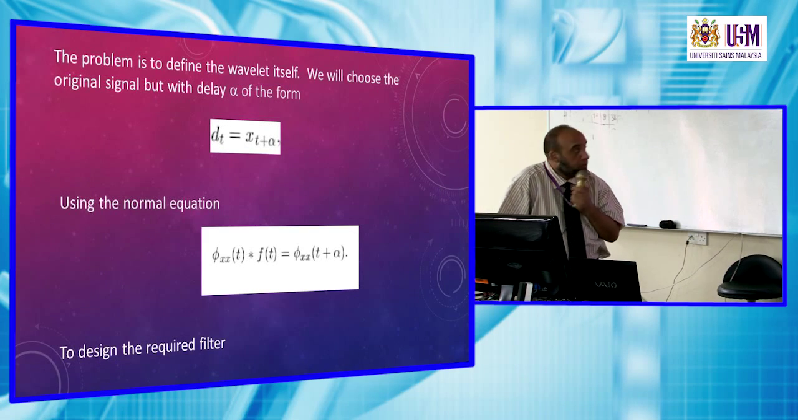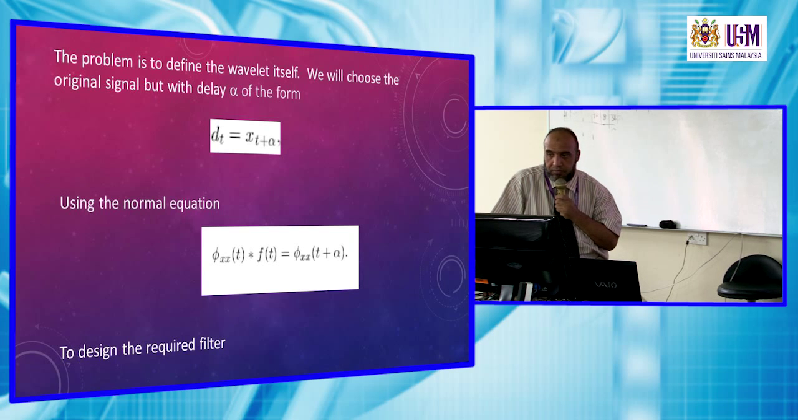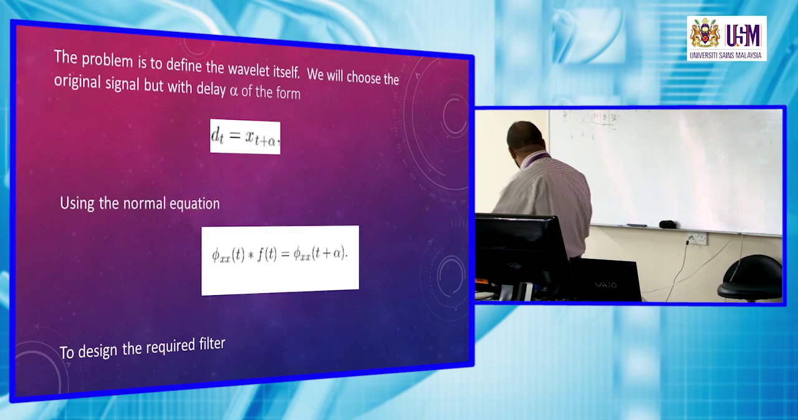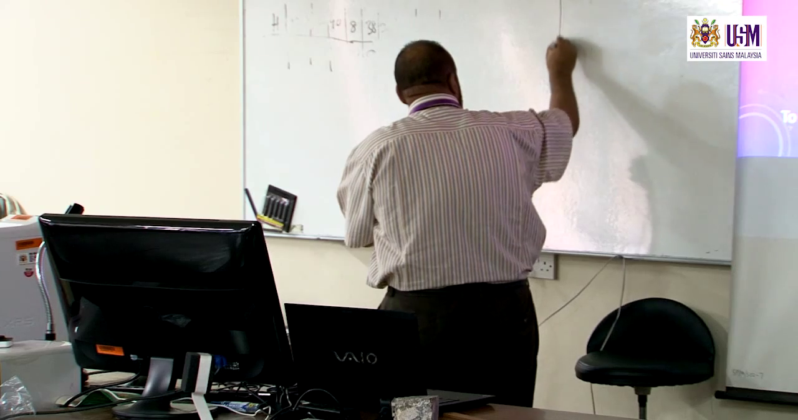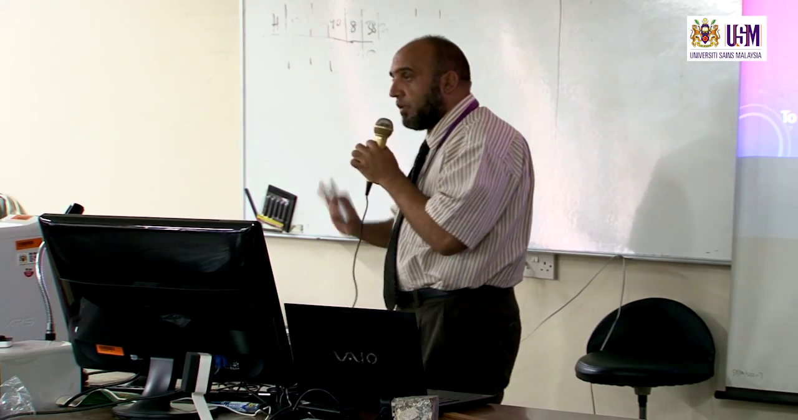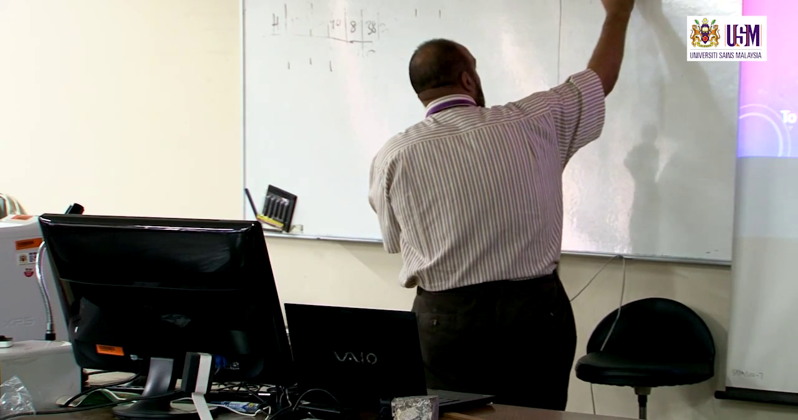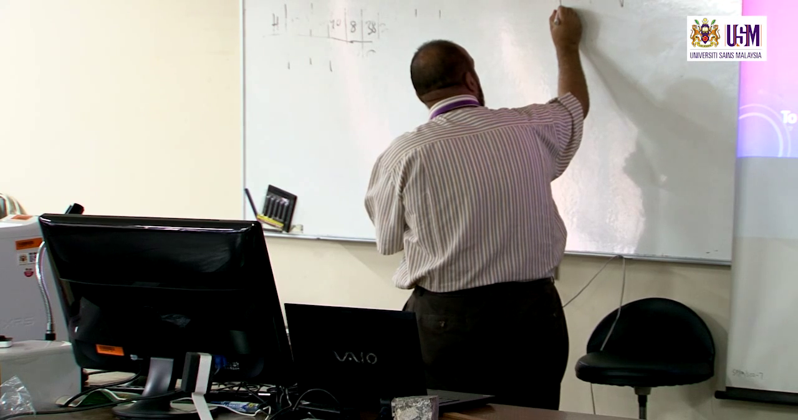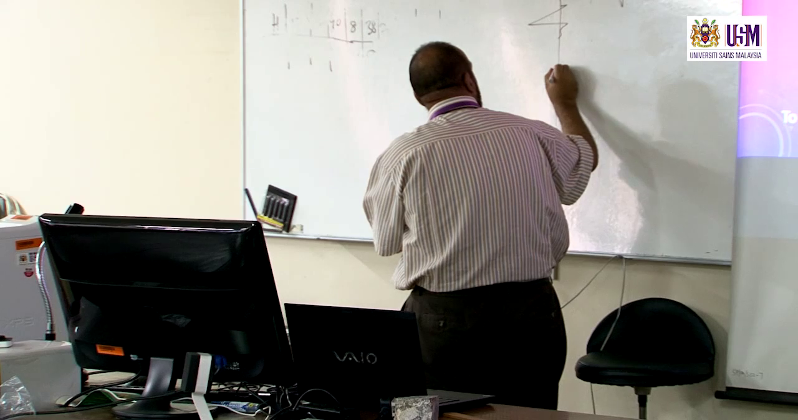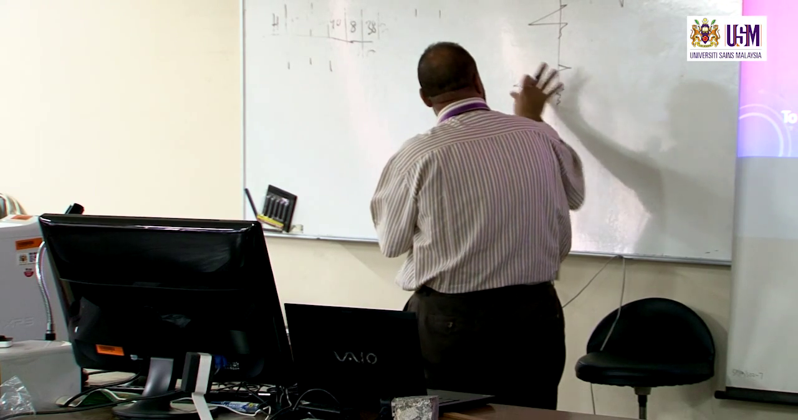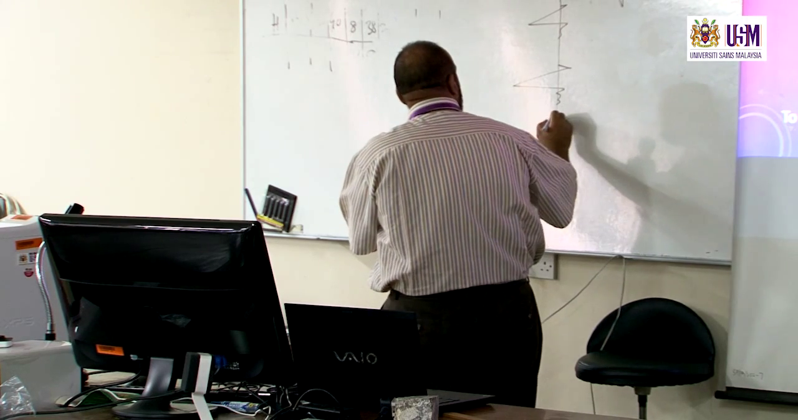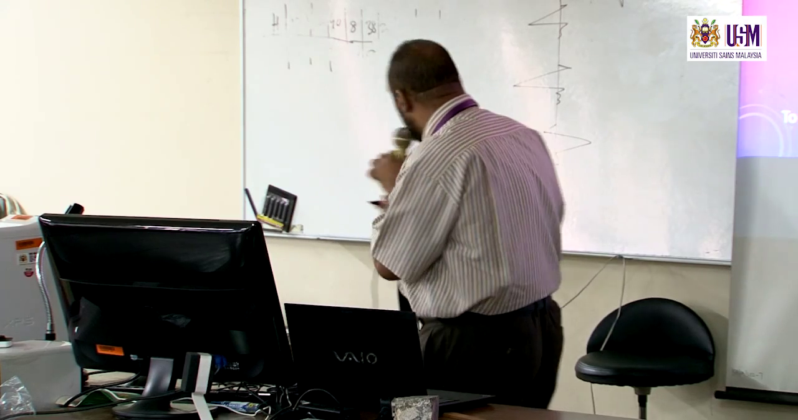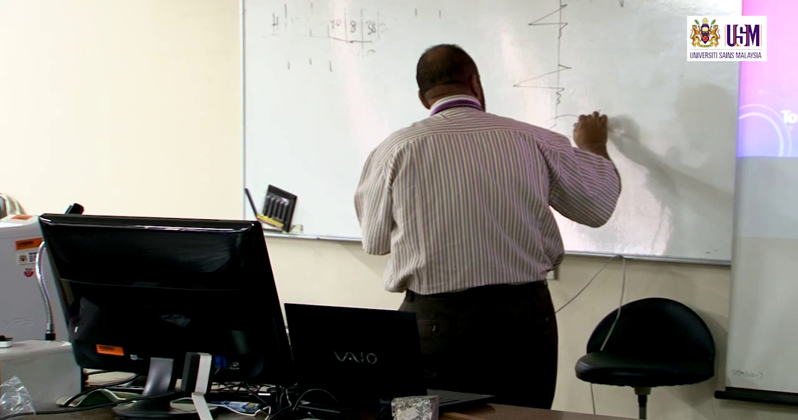Our main problem is how to define the wavelet itself. What is a wavelet? If this is a record, a trace without any reflection, and suppose you have a wavelet of this form, then at each reflection you will have such a thing. The amplitude depends on the reflection coefficient, and it may also vary due to changes in the reflection coefficient. So this part is called the wavelet.